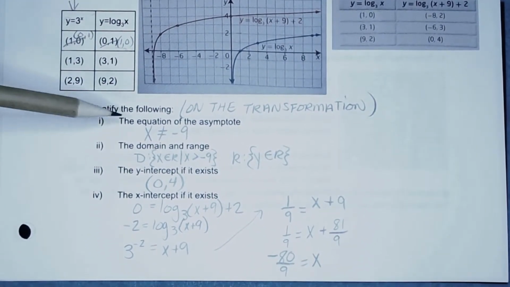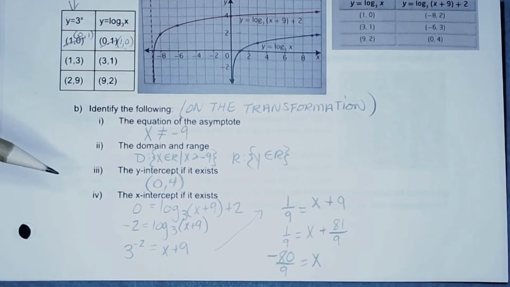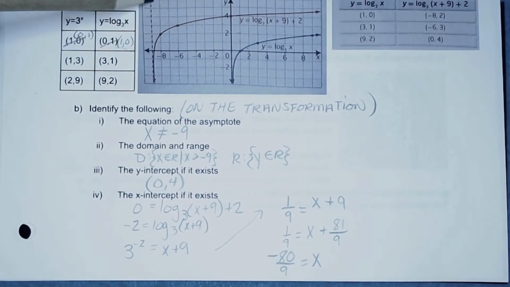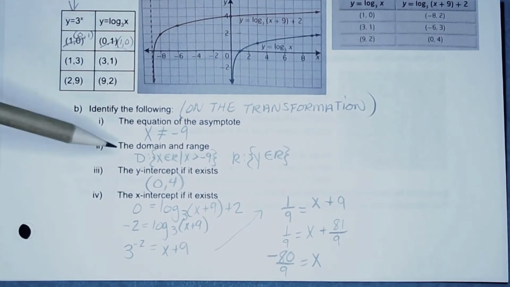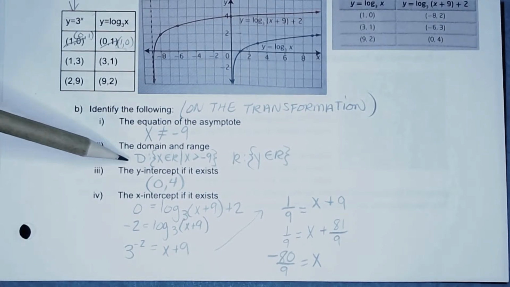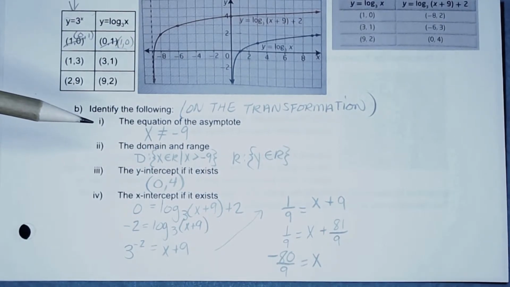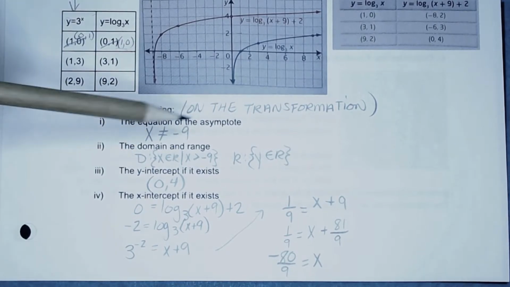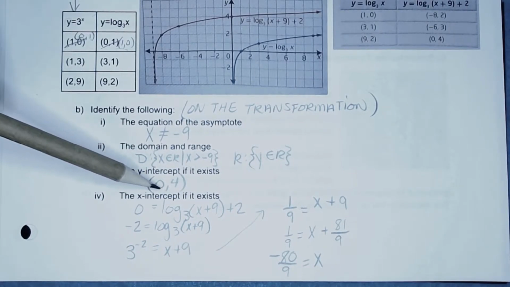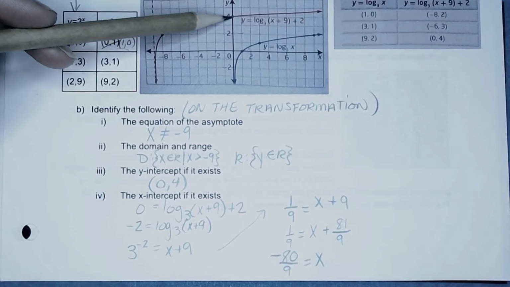Below this, we have some explanation about some variables on the graph of the transformation. So we're using this one that shifted over to x equals negative 9. So the asymptote is x equals negative 9. Our domain is going to be x is greater than negative 9, and then true for all other x values. The range is negative infinity to positive infinity. The y-intercept, if it exists, it does. It goes through (0, 4). You can read that right off your graph.